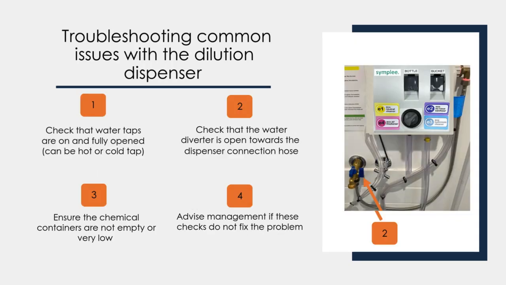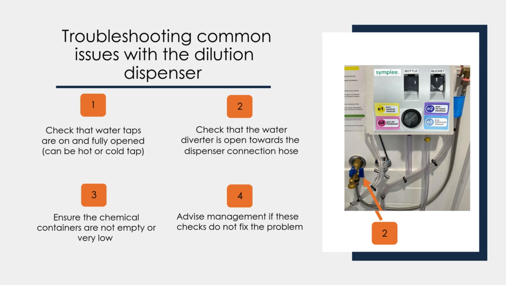Troubleshooting common issues with the dilution dispenser. If you experience any difficulty with using this machine, please ensure that you follow the following items. Check that the water taps are on and fully opened. This can be hot or cold tap. Secondly, check that the water diverter is open towards the dispenser connection hose. This is indicated on the image on the right-hand side with the orange arrow.